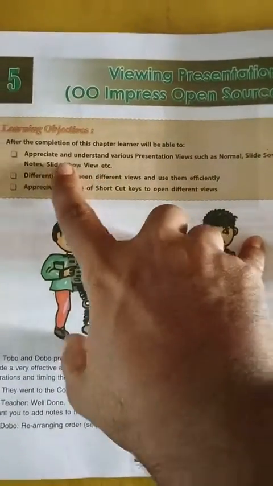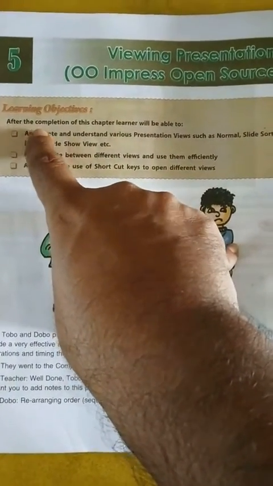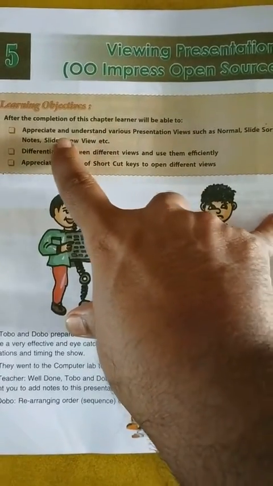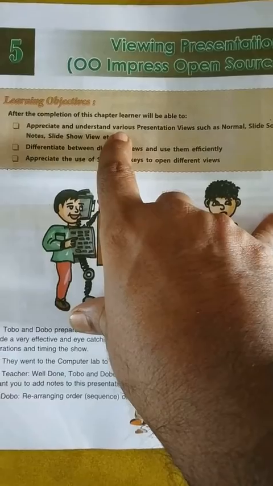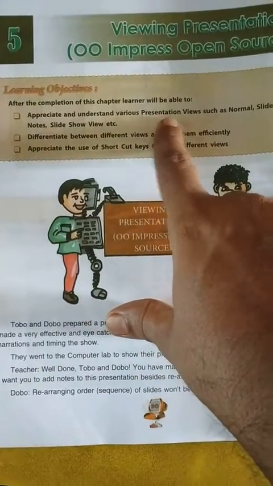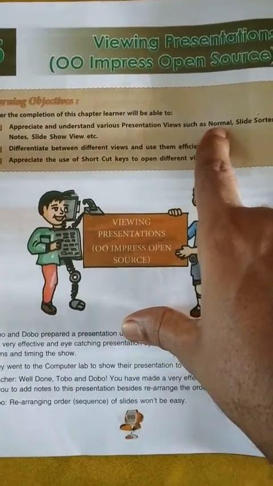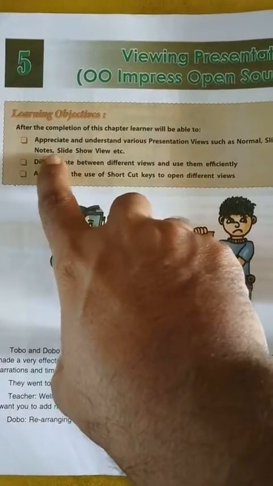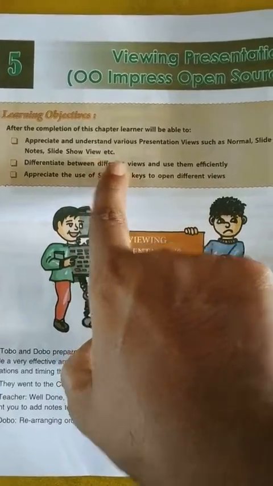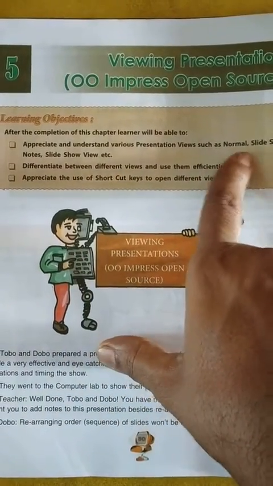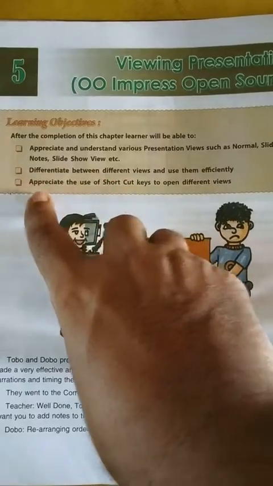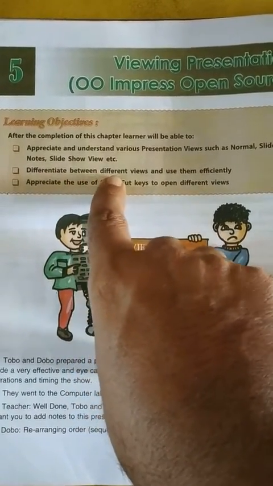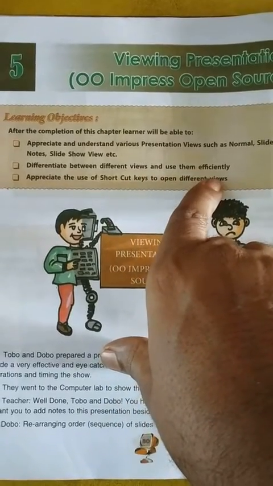So, let's start. After completion of this chapter, learners will be able to appreciate and understand the various presentation views such as normal, slide sorter view, notes view, slideshow view, etc. These are the different types of views present in presentation software. Next topic is to differentiate between different views and use them efficiently.